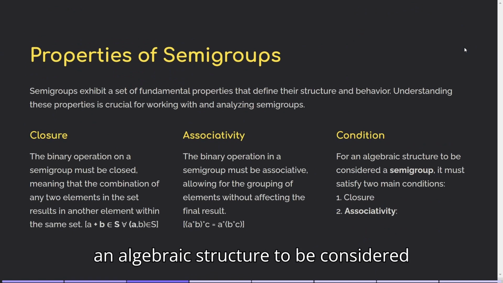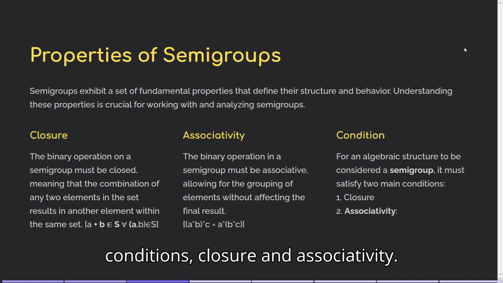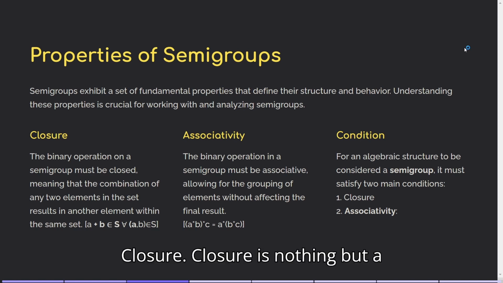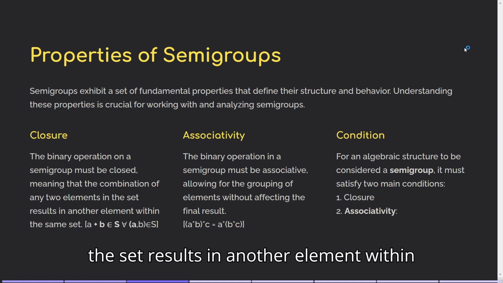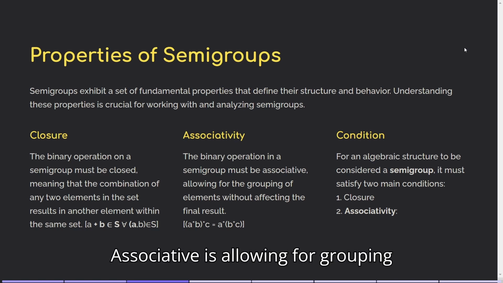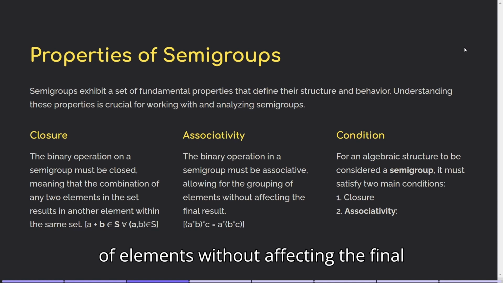For an algebraic structure to be considered a semigroup, it must satisfy two main conditions: closure and associativity. Closure is nothing but a combination of any two elements in a set resulting in another element within the same set. Associative allows for grouping of elements without affecting the final result.